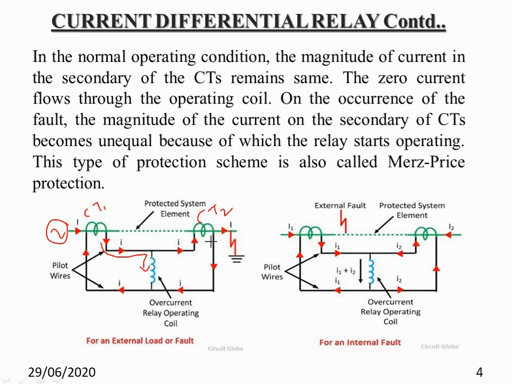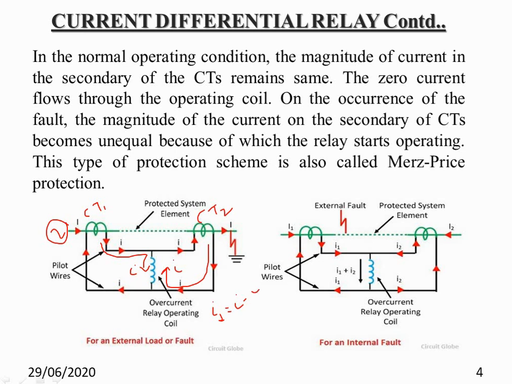Again, through the CT2 or through the pilot wire, the secondary current of the CT will flow in this direction. That means the downward current is small i, as well as the upward current, where we can see that small i. So the difference current, suppose we say Id is the difference current, that means Id is equal to i minus i.